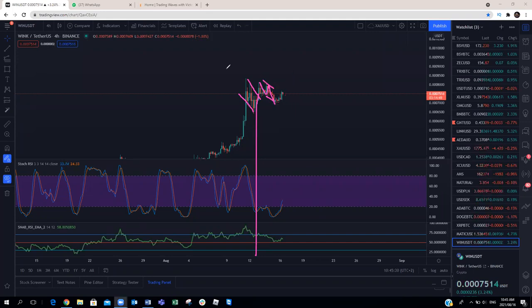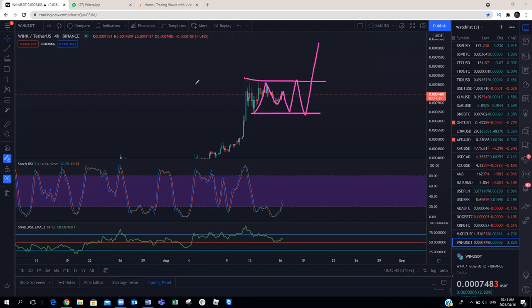Okay, so we may get Wink doing this structure. So this is a move up, 3 waves. You can get this one coming down, move up, down, and upside. So we could be consolidating for some time here on Wink.